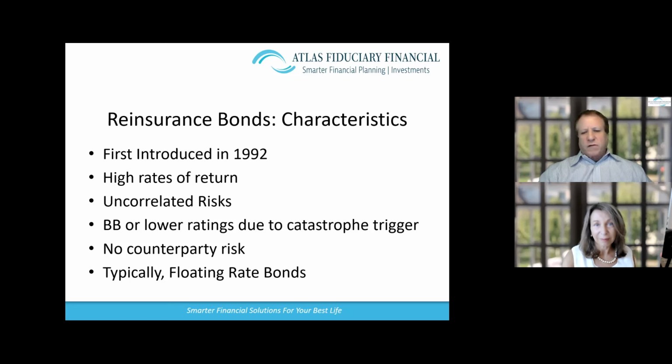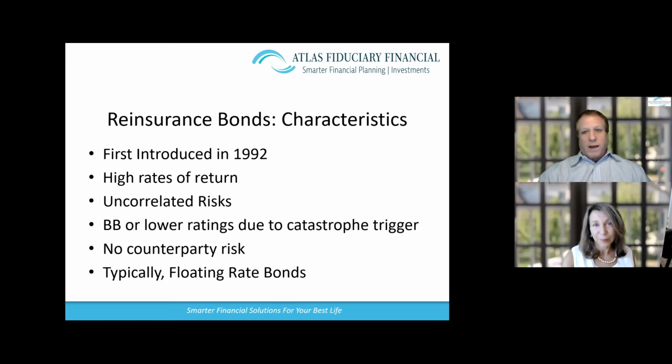And so they created this category called a reinsurance bond, the structure of which, by the way, we're going to explain in another couple of slides. But these are the characteristics. They do have high rates of return. The risks of these bonds are not really correlated with pretty much any other type of asset you have in your portfolio, which is why they're so unique.